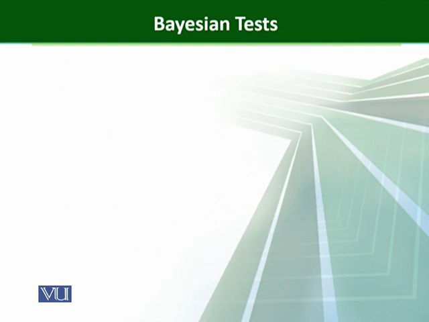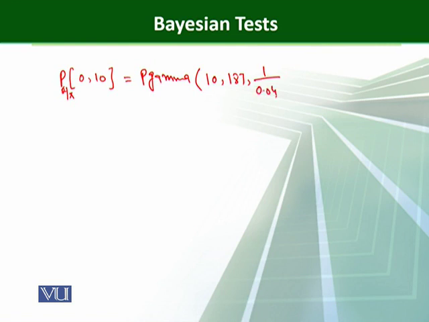Now we compute the conditional probabilities under the null and alternative hypothesis. First of all, under the null hypothesis, the conditional probability P of theta given x is from 0 to 10, because our null hypothesis is theta less than or equal to 10. And how do we compute this probability? By using the command pgamma, which is available in R. If we perform this command, first the sample x, that is 10, then the shape parameter, that is 187, and the scale parameter, that is 1 over 0.048.